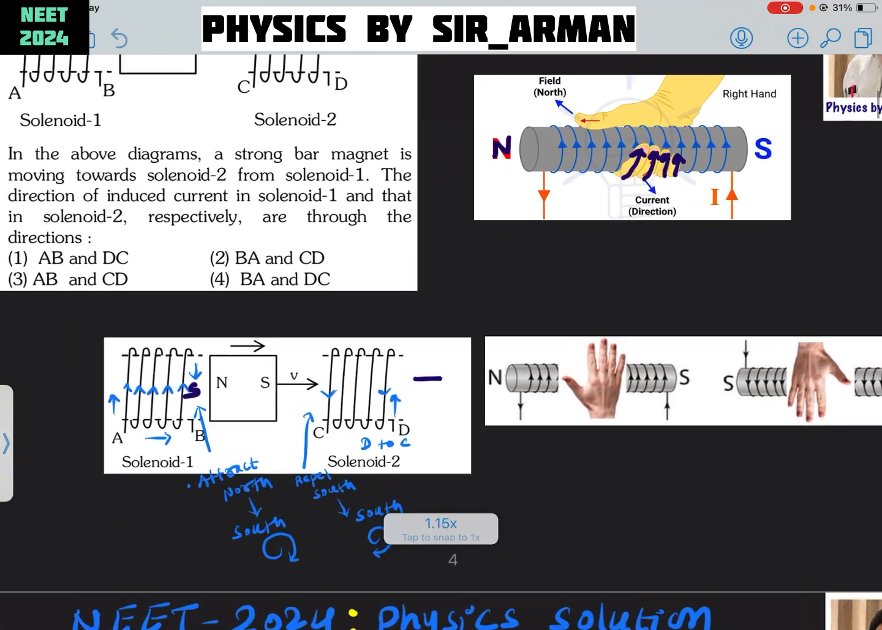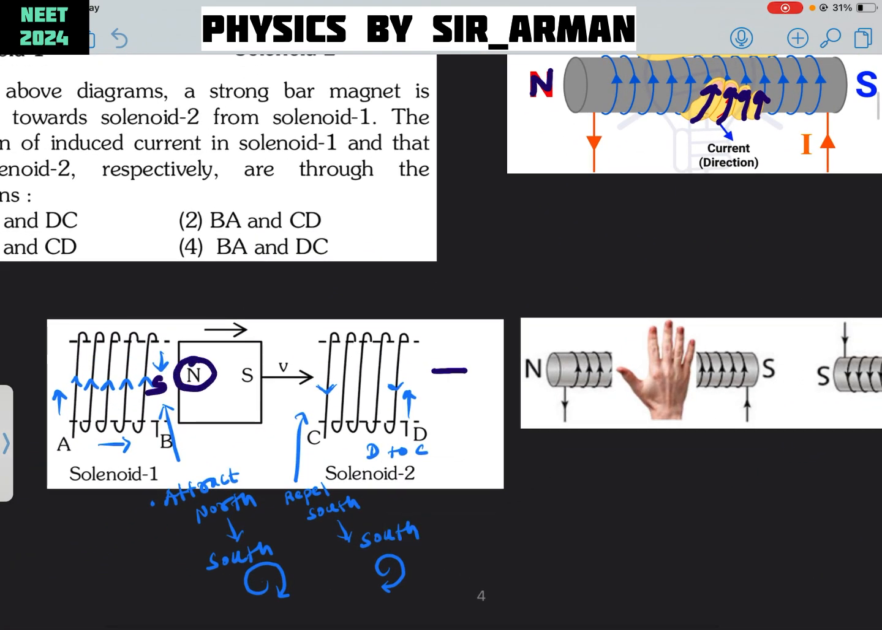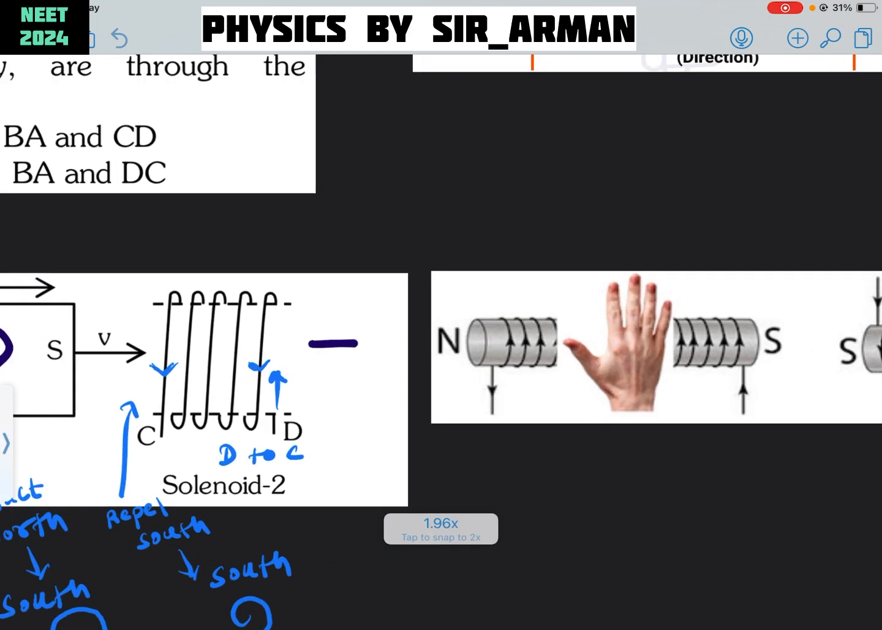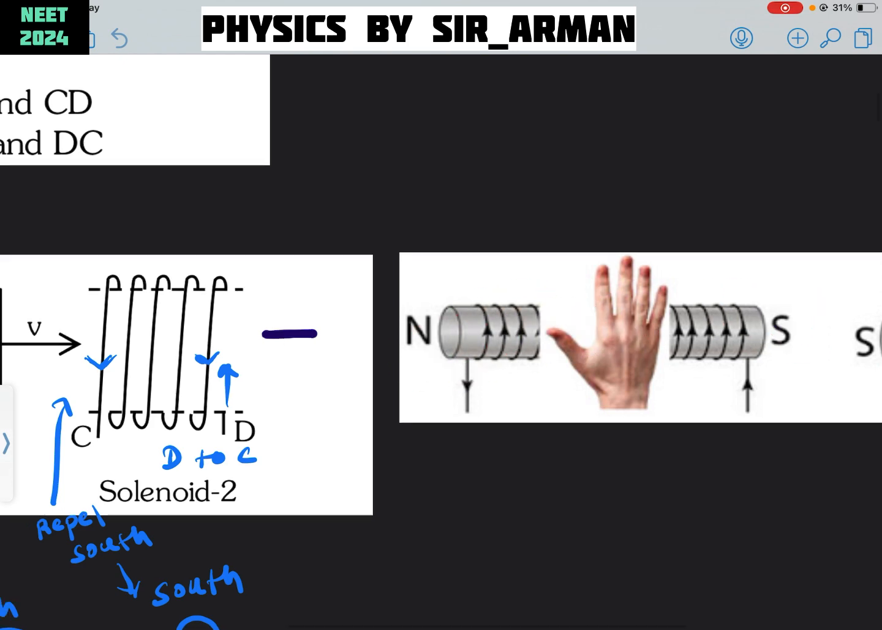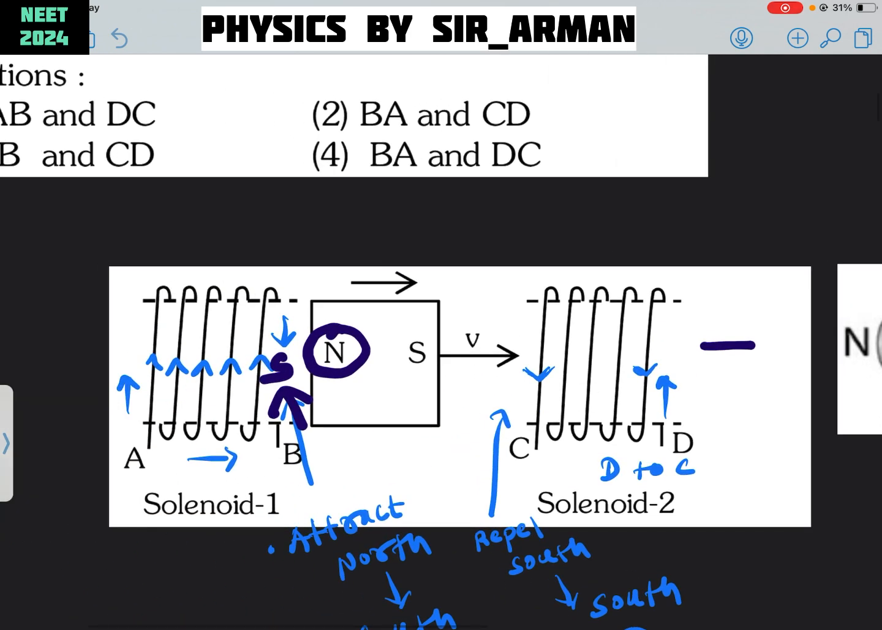For the first case, the north pole is going away and you need to create a south pole here. So what should be the direction of the current? Here you can see I have held this solenoid such that the thumb of my right hand is pointing towards the left, because I want a south pole here. So the direction of the current will be upward on the side which we are observing right now. It is a very easy explanation. Here I have labeled the direction of the current.